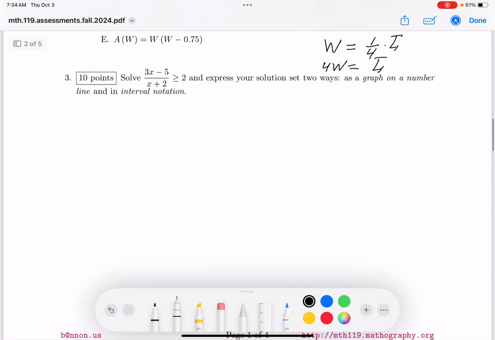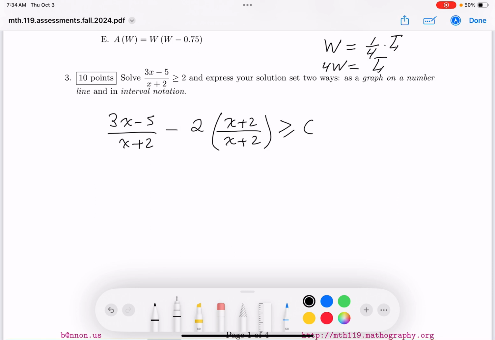Okay, next is a rational inequality, and I want to remind you to do a rational inequality, we're going to compare it with 0, and then we're going to do our sign analysis. So it's going to be (3x minus 5) over (x plus 2), minus 2. I want to write this with a common denominator of x plus 2, by the way. I just subtracted 2 from both sides. (x plus 2) over (x plus 2) is conveniently 1, by the way. Now, this is going to be greater than or equal to 0. The next thing I would do is try to get one term.